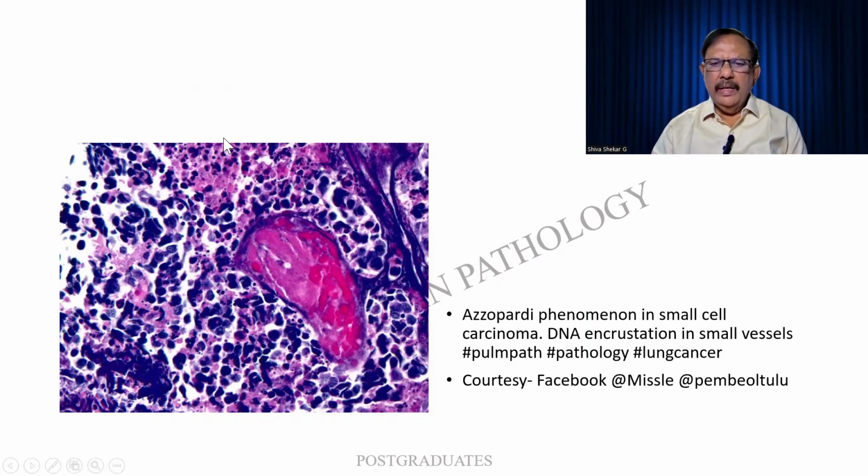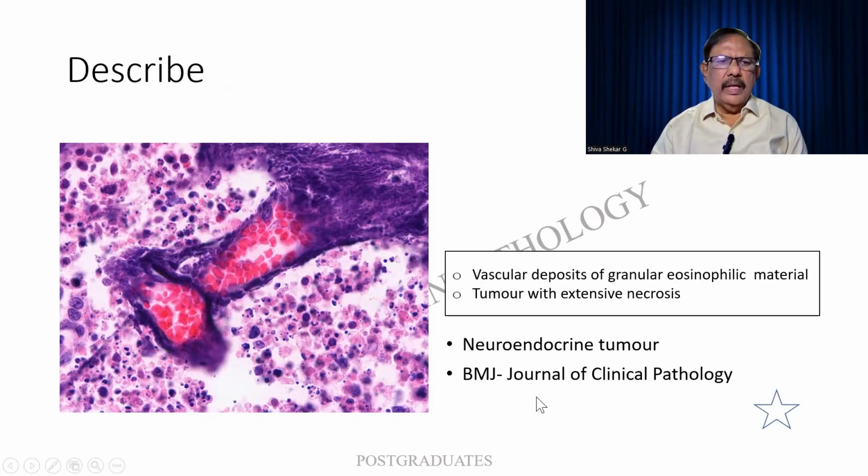Look at this again. The Azzopardi phenomenon, you find that there is a kind of necrosis over here, fragmentation of the cells, and infestation is there. Courtesy Facebook. And I would like you people to describe it. Beautifully, it shows the degeneration of the tumor cells because it is highly proliferative, and the eosinophilic one is a necrosis in the background without any cellular detail, and the deposition in the vessel wall. This is from Neuroendocrine Tumor, Journal of Clinical Pathology. Thank you.